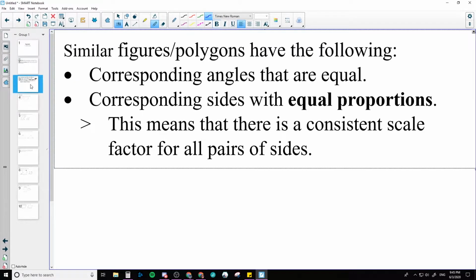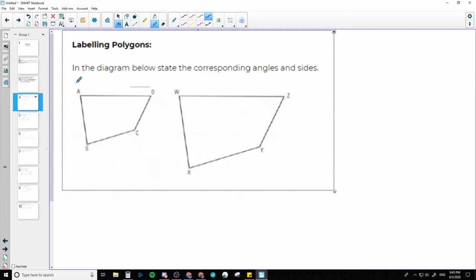Remember that similar figures or polygons have the following, and they must have both of these. They have corresponding angles that are equal, and they have corresponding sides that have equal proportions. This means that there is a consistent scale factor for all pairs of corresponding sides. So let's take a look at these two polygons here. It wants us to state the corresponding angles and sides.